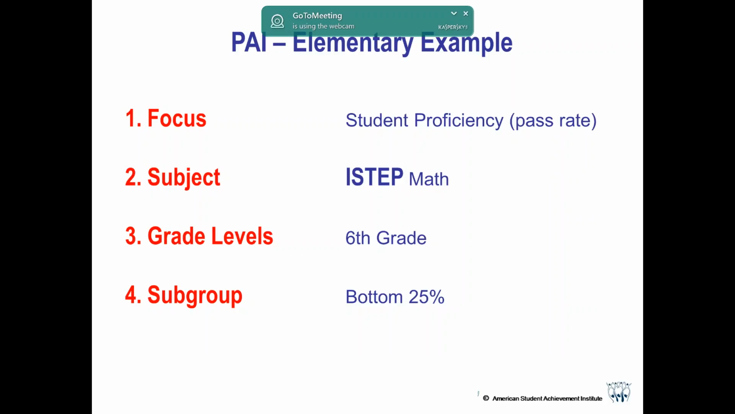So if you're in elementary school, one of your PAIs might sound like this. You'd be saying, "Our broad area for improvement is to improve student proficiency or pass rate on I-STEP math of our 6th graders, and we're specifically focusing on the kids in the bottom 25%." So that would be one PAI, very broad.